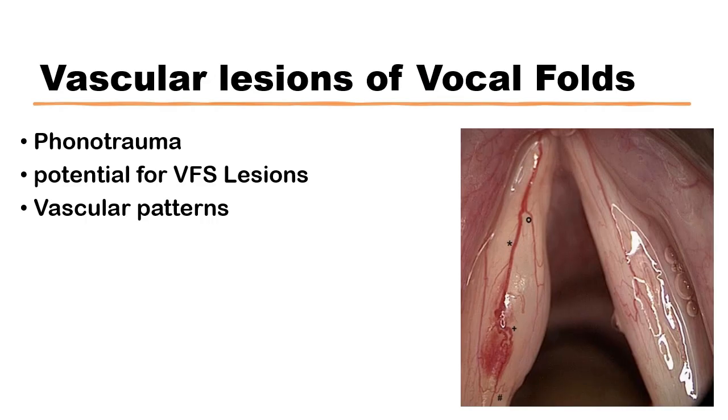Vascular lesions on the surface of the vocal folds can be one of two different categories. The longitudinal vessels parallel to the edge of the vocal fold are usually associated with phonotrauma, and the vessels that run perpendicular to the edge of the vocal fold are usually associated with pre-malignant or malignant lesions of the vocal folds. We limit ourselves to the longitudinal vessels associated with phonotrauma and their potential to cause vocal fold subepithelial hemorrhage.